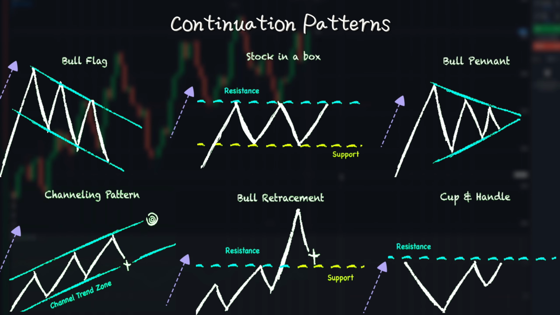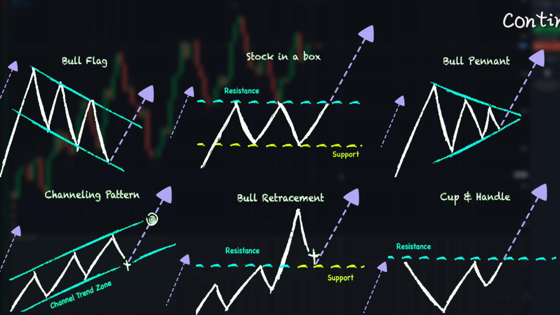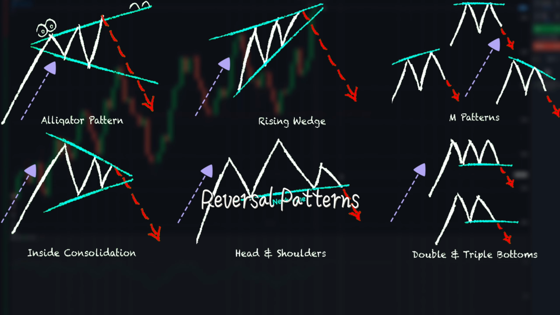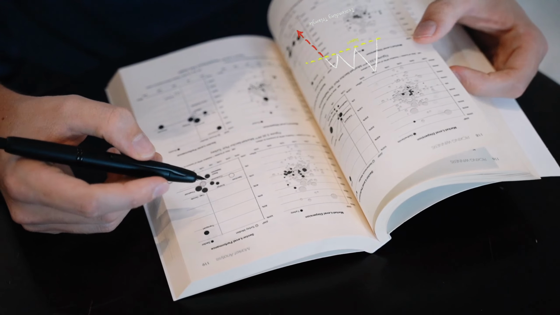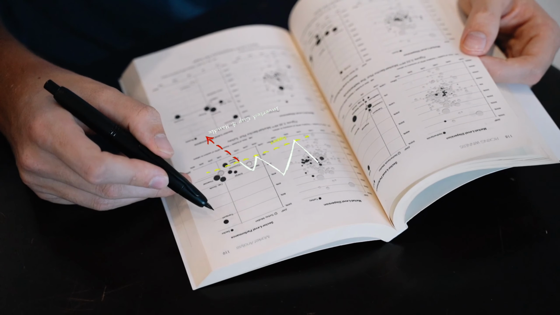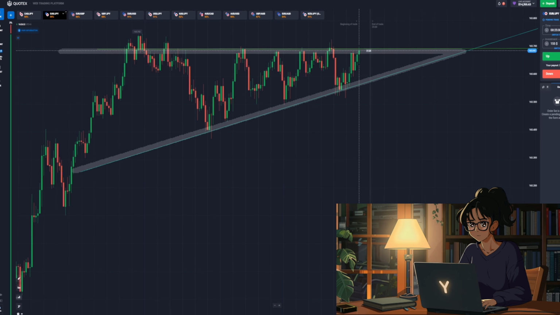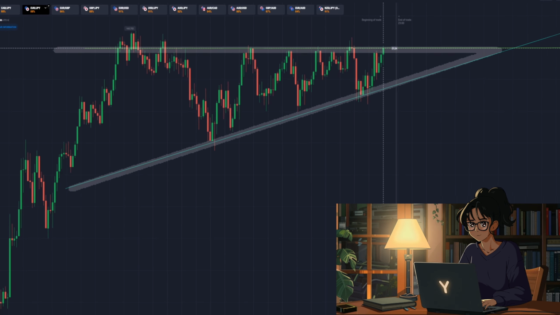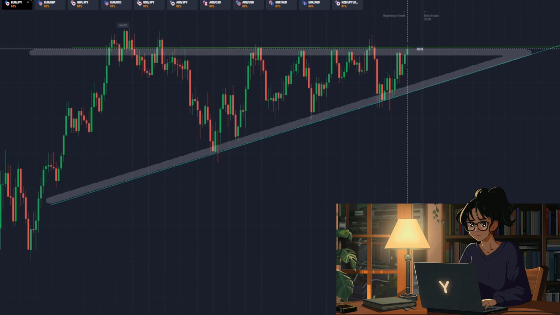You don't need to learn 100 different patterns. Most of them are just versions of these core ones. Master these, and you'll be ahead of most traders. Let's break down continuation patterns. Triangles are one of the best examples out there.